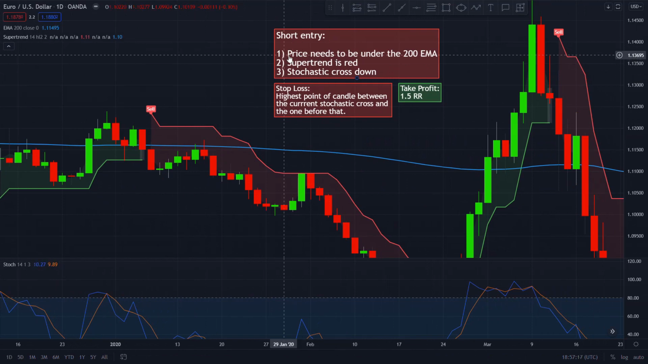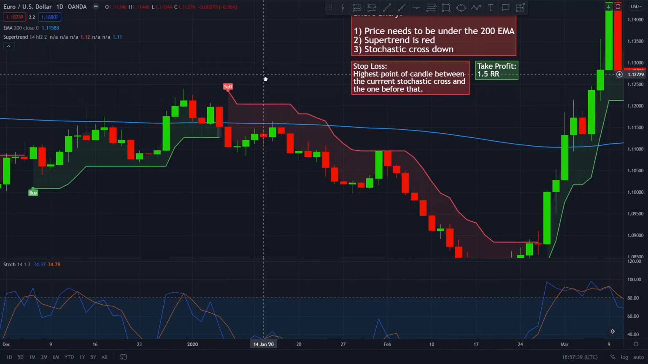So for a short entry, the price needs to be under the 200 EMA, the Supertrend needs to be red, and you will need to have a stochastic cross down. Stop loss placement is going to be the opposite, and the take profit stays the same. So let's see where we get a short entry.